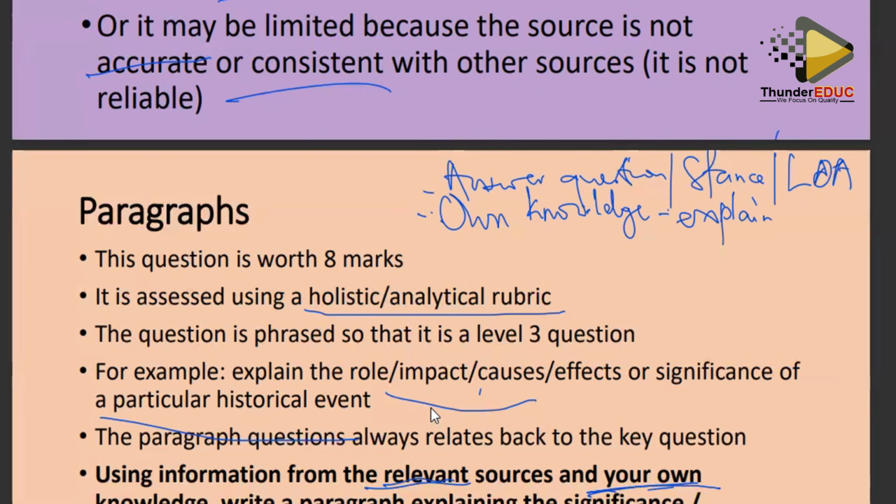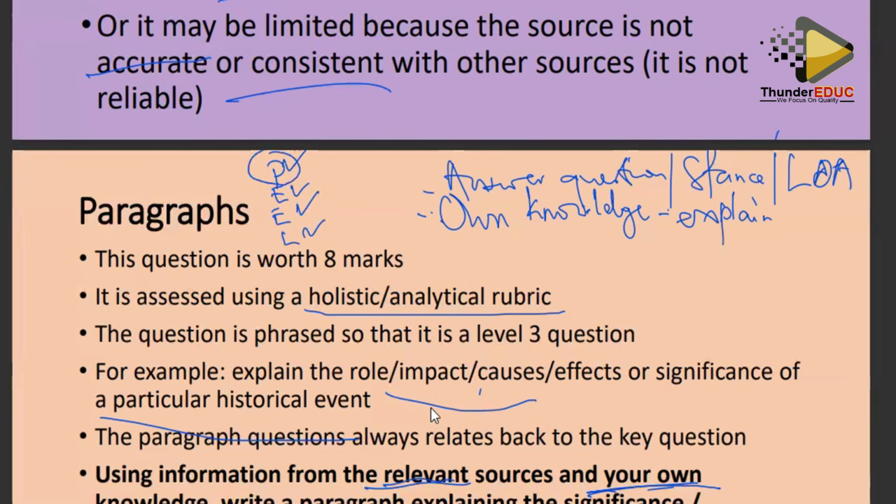Remember, when you're answering a paragraph question, you are following the PUL format. Don't forget. We are using the PUL format. There must be a point. Then you must give explanation. Then you must give evidence. Then you must link back to the line of argument. So our point is in the answer.